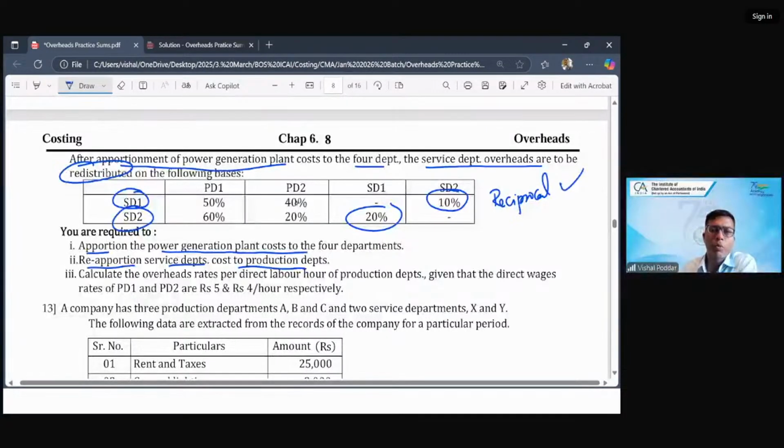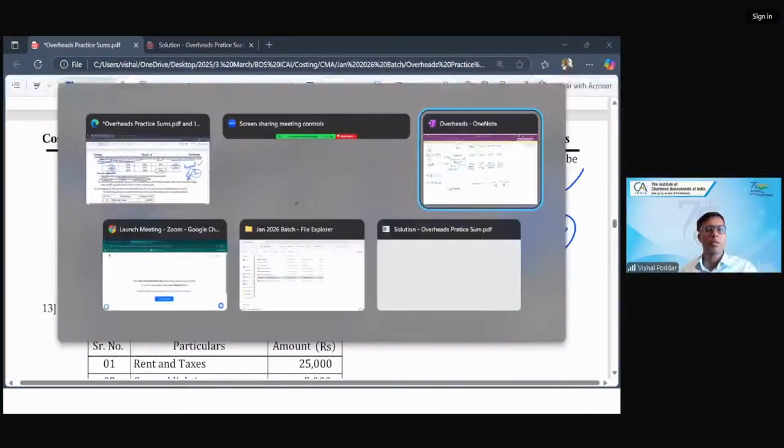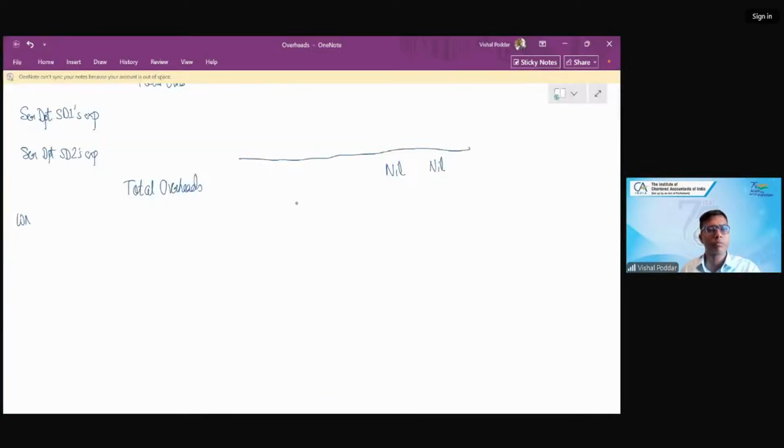Now within reciprocal, we have two: repeated or trial and error, and simultaneous. Now if they have not specified, it is our choice. I will prefer following simultaneous. So we will solve this further by simultaneous equation. I will not do the working here because here I need to find out ORR. So I will leave 3 lines, students, for doing the working of ORR, and then I will write the working.